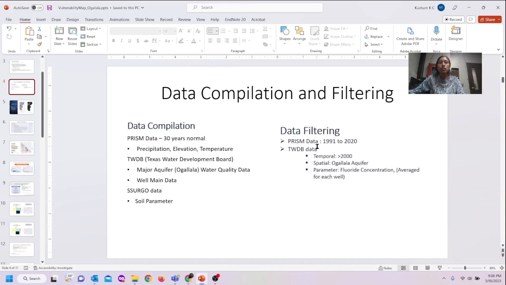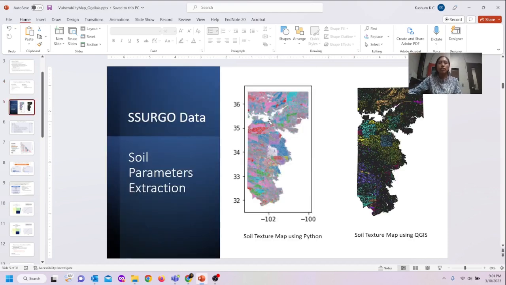For data filtering, for PRISM data, we took 30-year normal data. For TWDB data, we took the data after 1980 because we wanted to obtain sufficient spatial coverage across the aquifer. For the spatial zone, we considered the Ogallala Aquifer, and for the parameter, we took fluoride concentration. For this, we averaged the fluoride concentration for each unique well. After that, for the soil data, we created maps from both Python and QGIS.